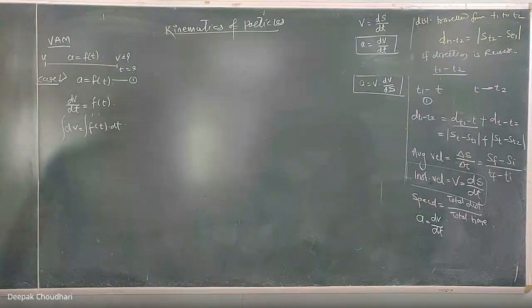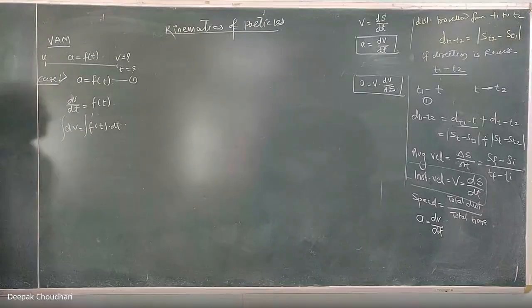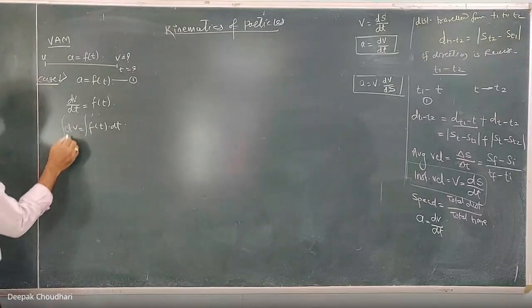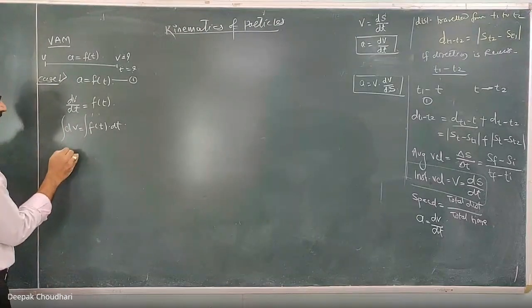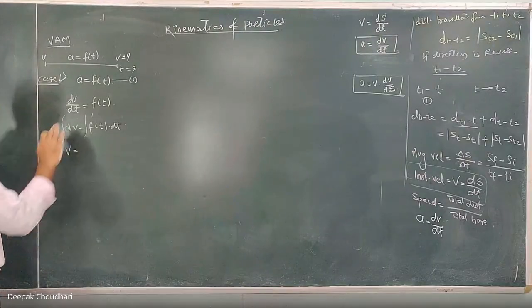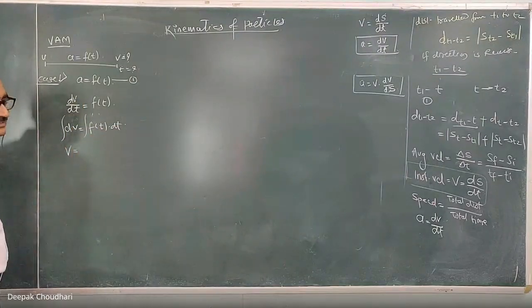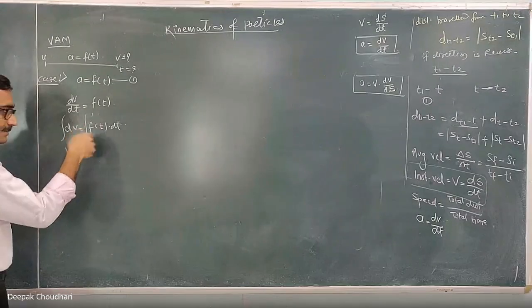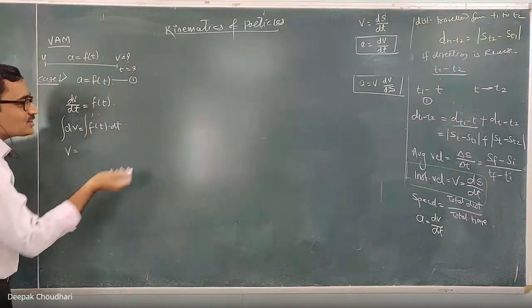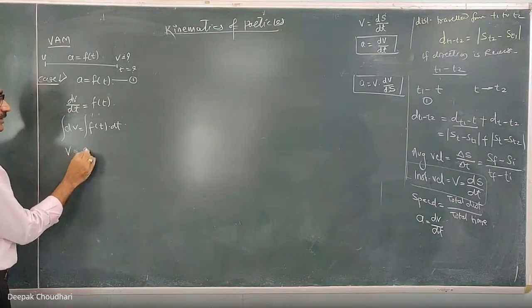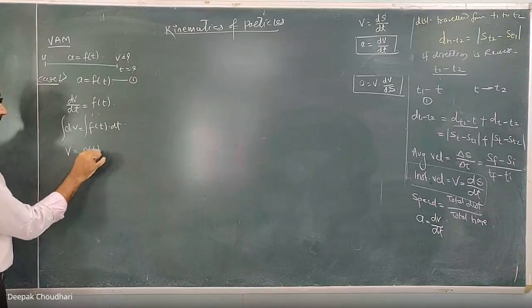Okay. Here now, if I solve this integration, on the left hand side it is the integration of dv, so I will get v, which is equal to the integration of f of t dt. Now if I simplify this, I will get some other function of time t. Let's denote it as g of t.